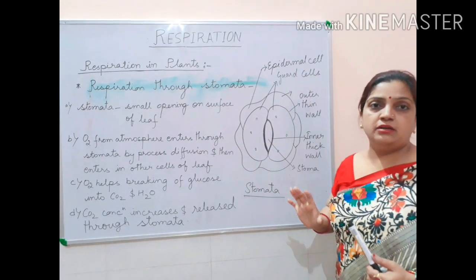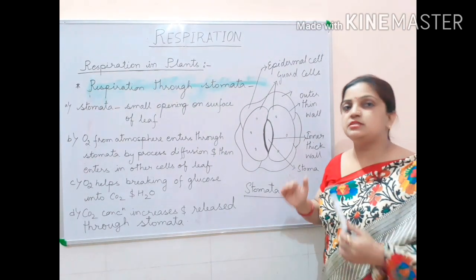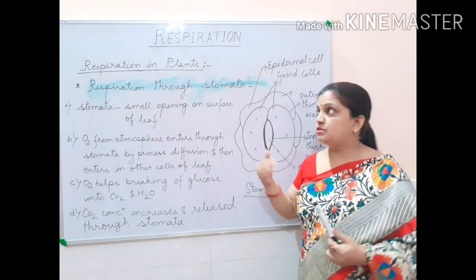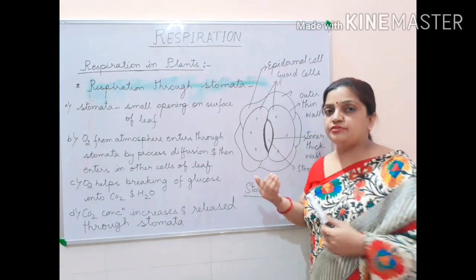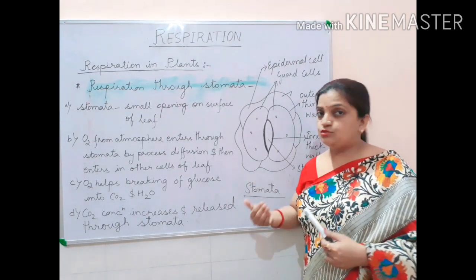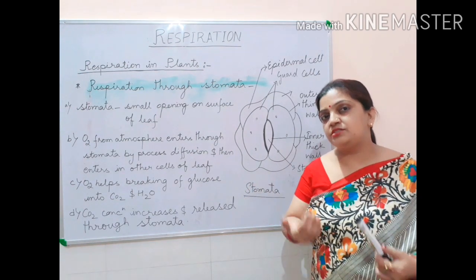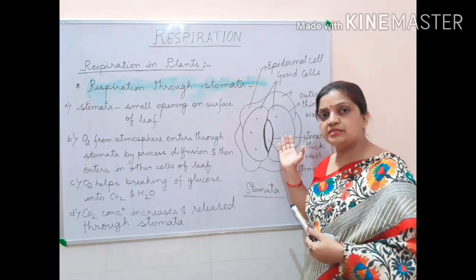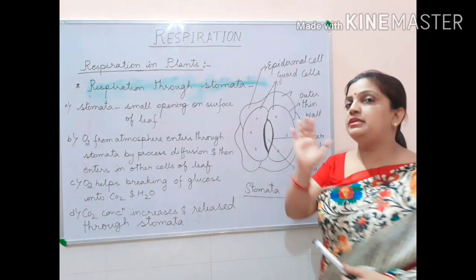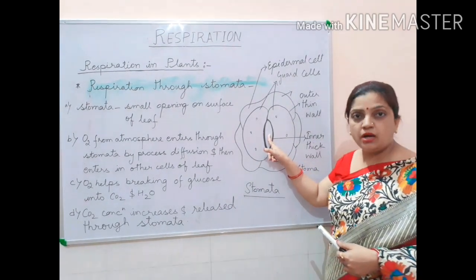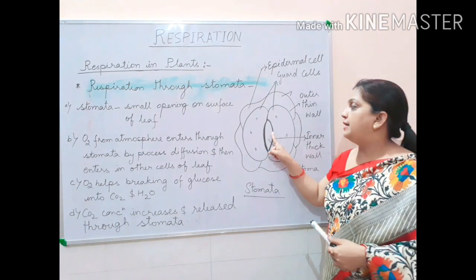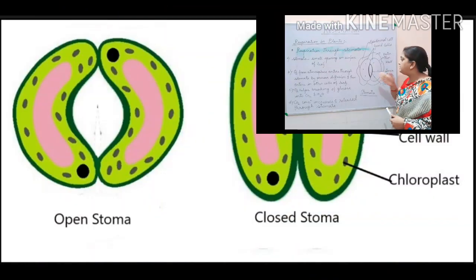Atmospheric oxygen, the oxygen which is present in the atmosphere. Now suppose the respiration process is going on and the exchange of gas is going to take place. During respiration, the oxygen needs to enter inside the plant cell and CO2 needs to be released out into the atmosphere. So this is the door, the stoma, through which the atmospheric oxygen will enter inside.